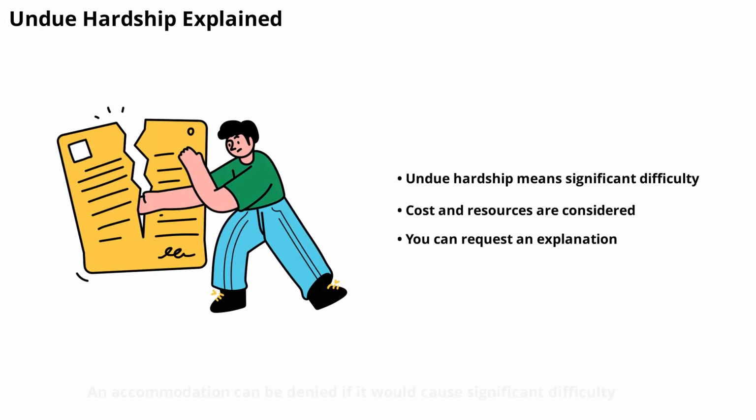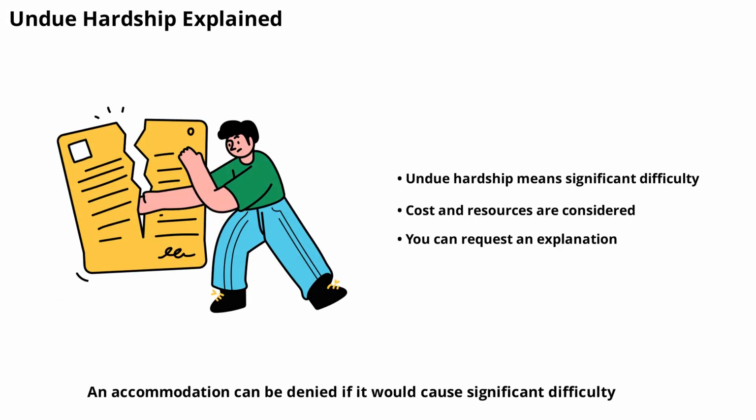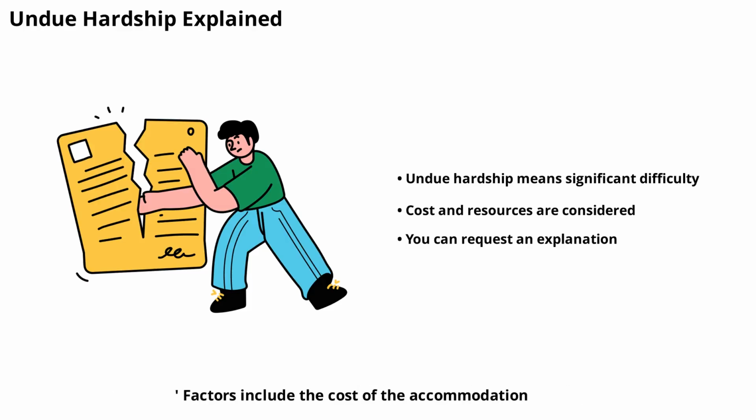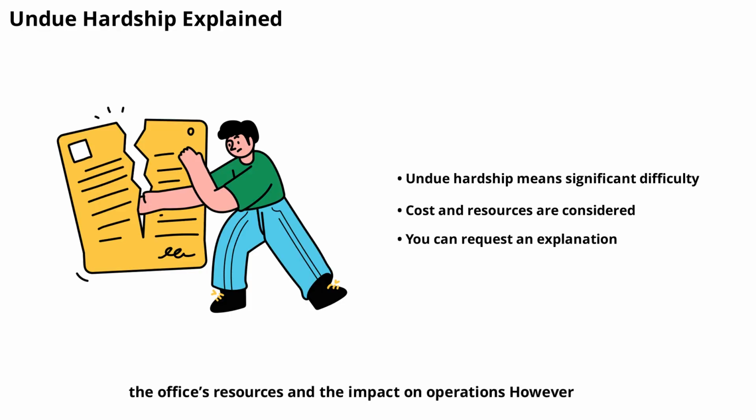An accommodation can be denied if it would cause significant difficulty or expense for the state office. This is called an undue hardship. Factors include the cost of the accommodation, the office's resources, and the impact on operations. However, offices must consider all options before denying a request. If you receive a denial, you have the right to ask for a detailed explanation.